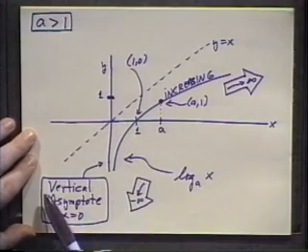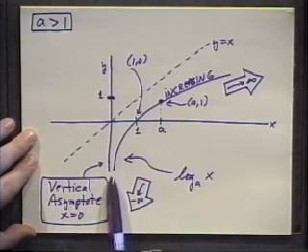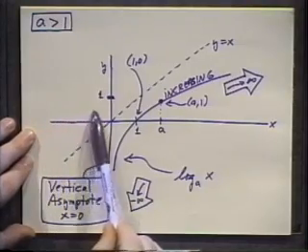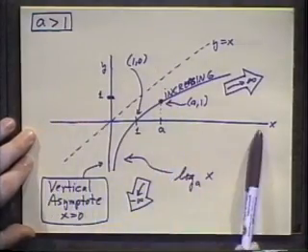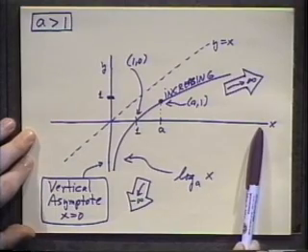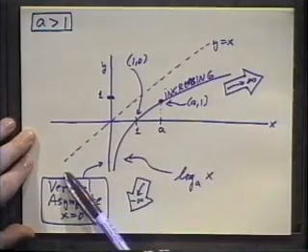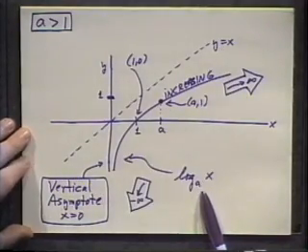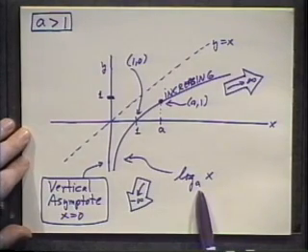And of course the y-axis once again has become a vertical asymptote, because for the original exponential function the x-axis was a horizontal asymptote, and now they have switched places upon reflection around y equals x. So this is the graph of log base a where a is greater than 1.